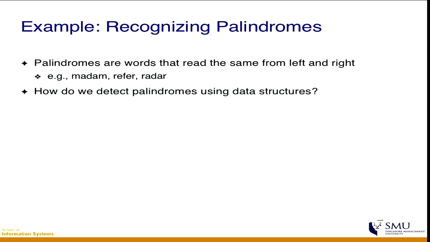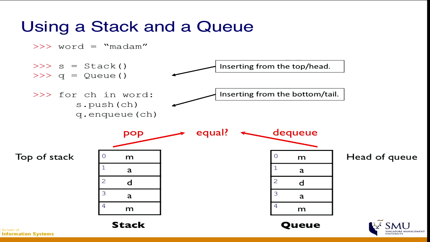Now, one example of using a queue: we can use it to solve palindromes. This is something that we talked about earlier when we talked about recursion. But in this case, we can actually use a combination of a stack and a queue. Suppose that you have a word. Reading it from left to right is MADAM. Reading it from right to left is also MADAM. And that is a palindrome.